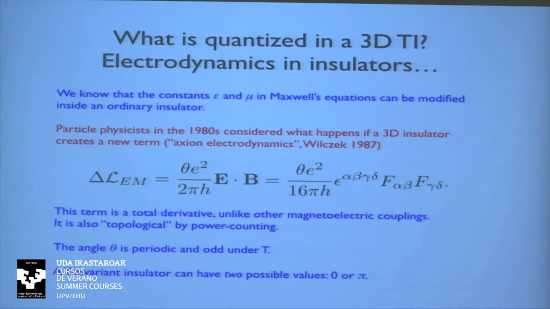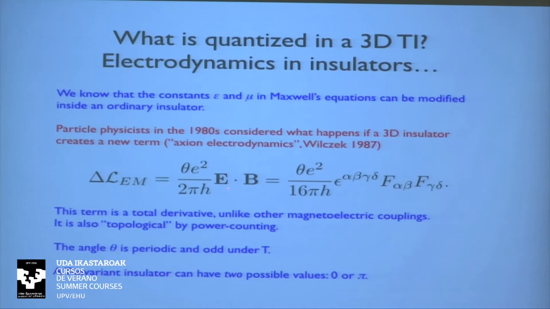Wilczek's point was, in 3D insulators, we should have two kinds of materials. We should have theta equal to zero materials, and we should have theta equal to pi materials. And we now think that's true, and those are just the ordinary and topological insulators. So one way to look at what's special about a topological insulator is that it's got a quantized value of E dot B in its electromagnetic Lagrangian.